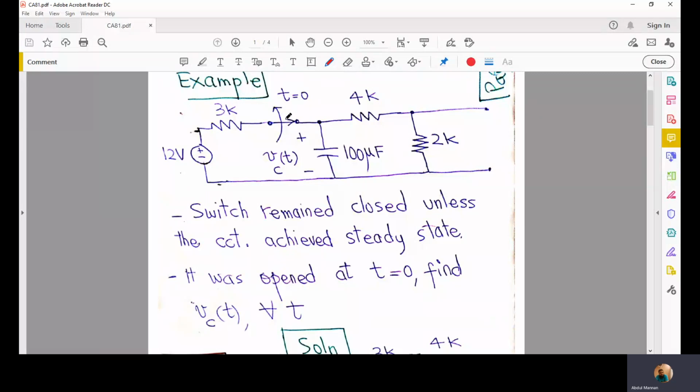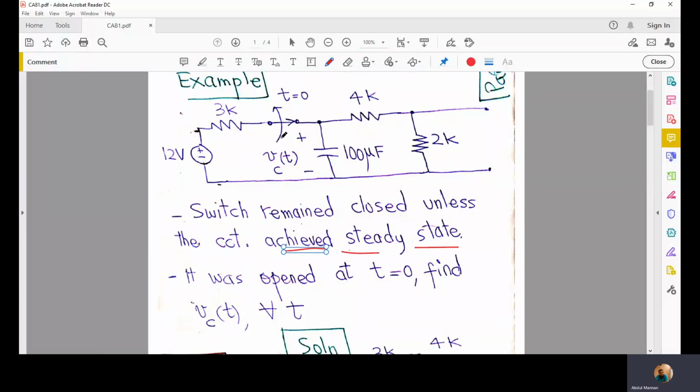with this 12-volt source, a switch, a 1000 microfarad capacitor, a 4K resistor, and this 2K resistor. The switch remained closed for a very long period of time until the circuit achieved steady state, and then it was opened. In previous lectures we have been studying the case where the switch remained open and was closed suddenly. So it is a reverse case compared to the cases we have been studying before.